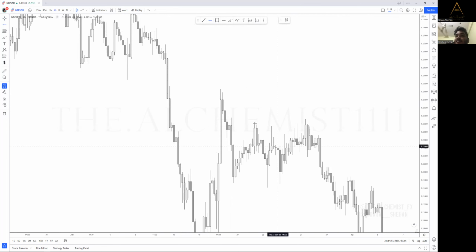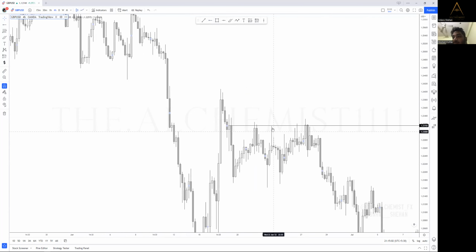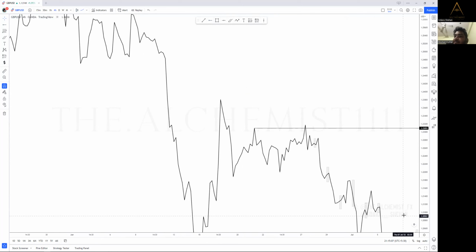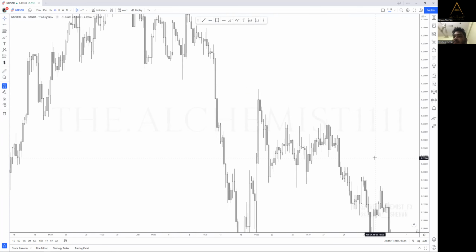Look at this. Where did this tap into? Resistance, dropped. Where did this one tap into? Resistance. Can you see that? It keeps on happening. I can't make these things up, right? Even if you go to your chart, you'll see the same thing.